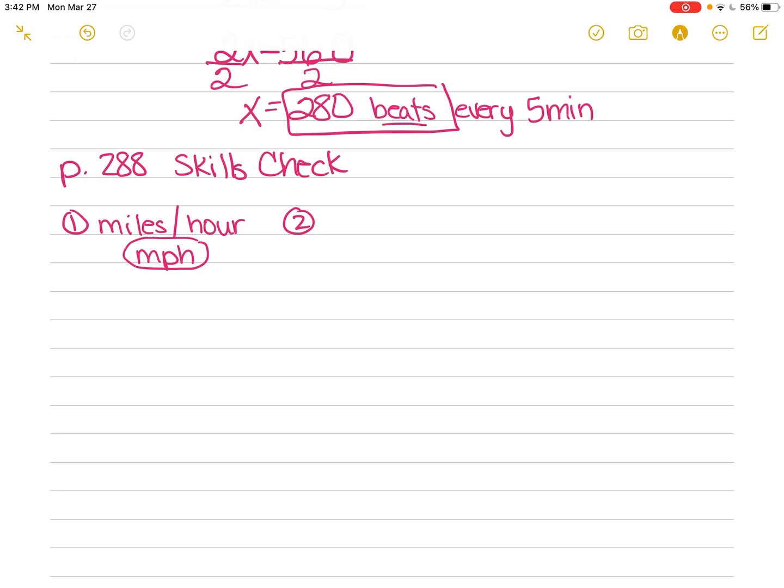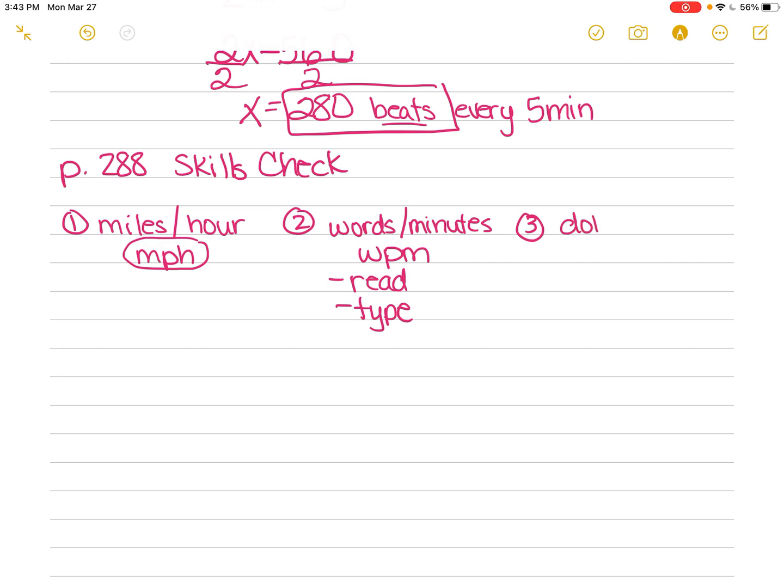Okay, number 2, words over minutes. Or that little slash, you can also say per. So words per minute. Where would you see something where they're talking about words per minute? You could maybe do it for how much someone reads, how many words per minute they read, or how much they type. Okay, there may be other instances, but those are 2 that I know of.